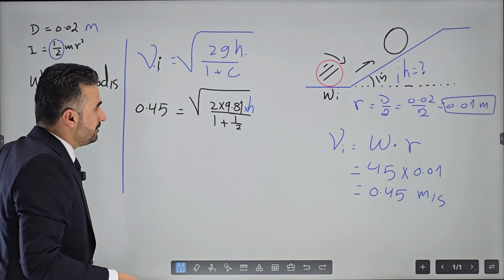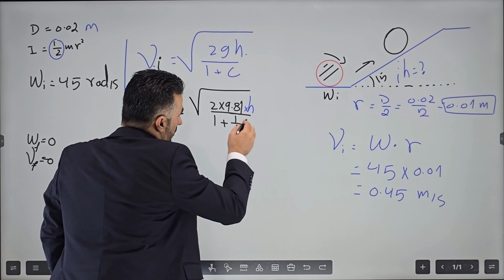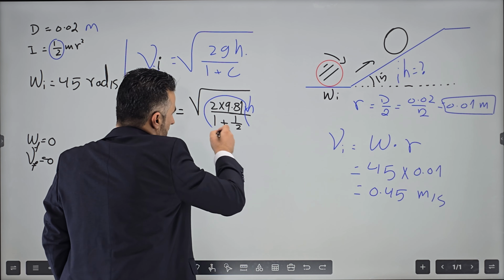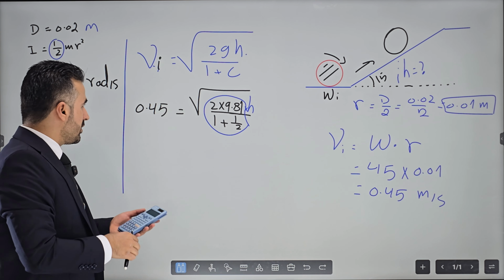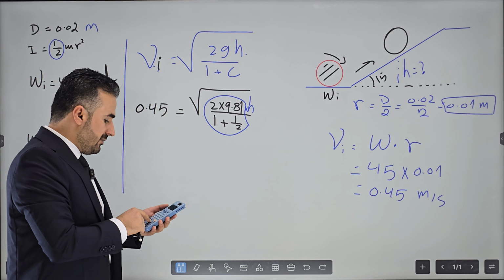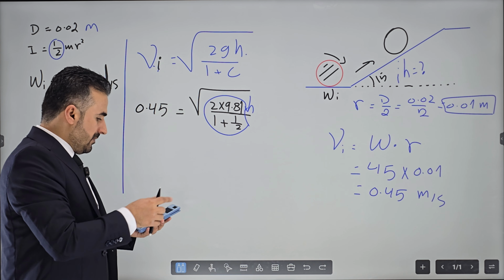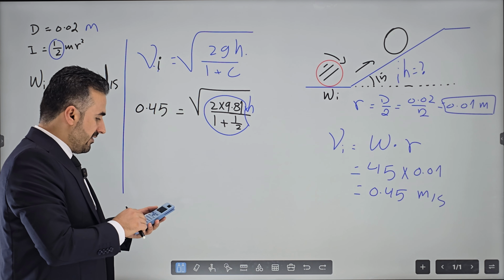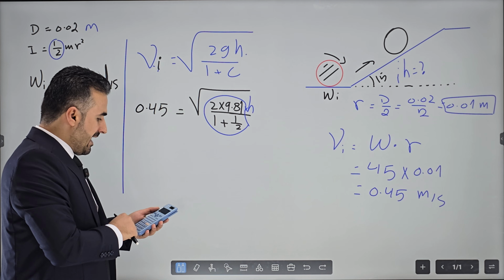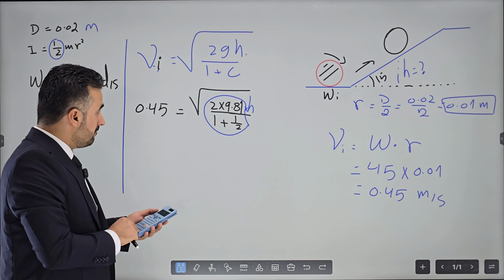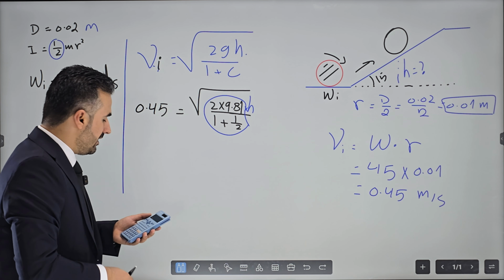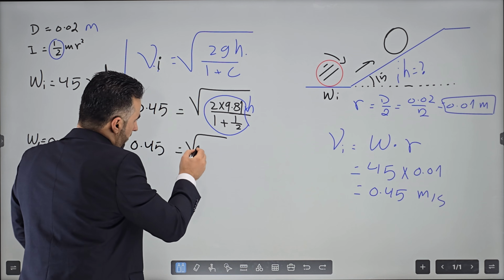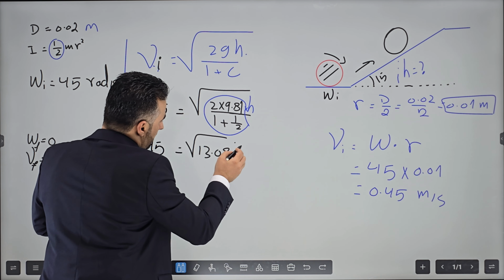Makes no difference here. How about if I do all these numbers together here? If I do this, that makes the calculation way easier for me, yes? That would be 2 times 9.81 divided by 1.5. So the answer is equal to 13.08. 0.45 is equal to the square root of 13.08 times the height.